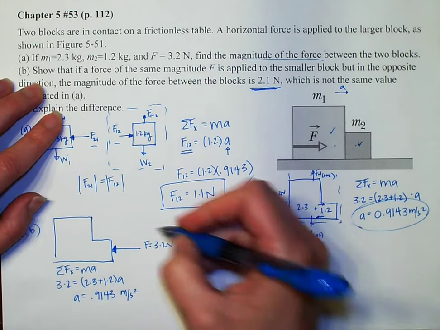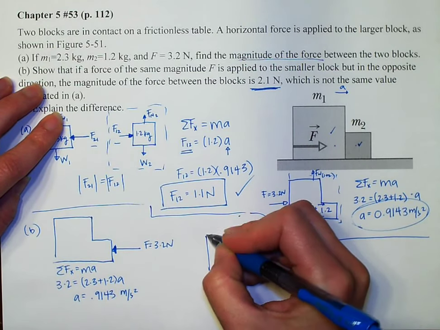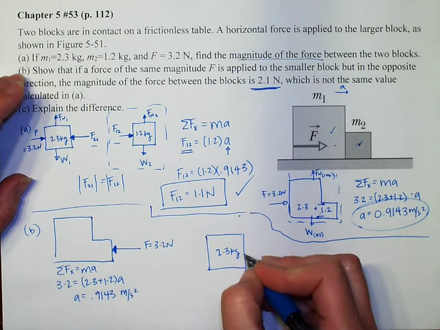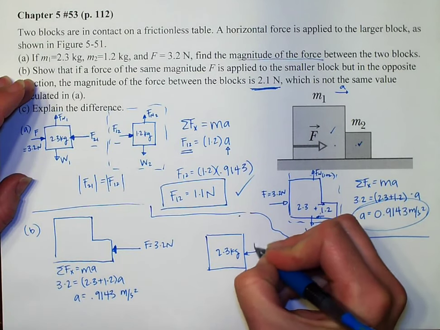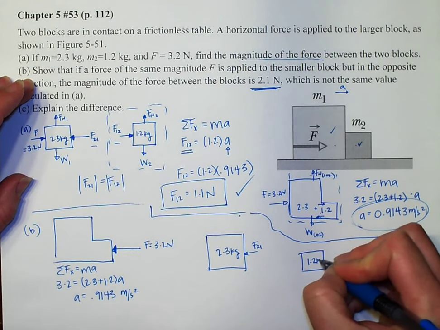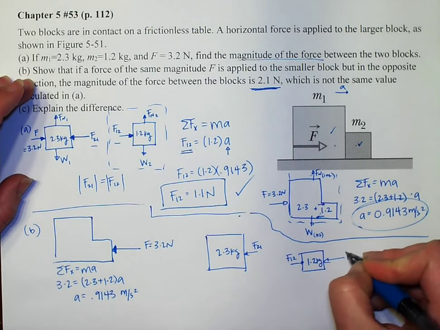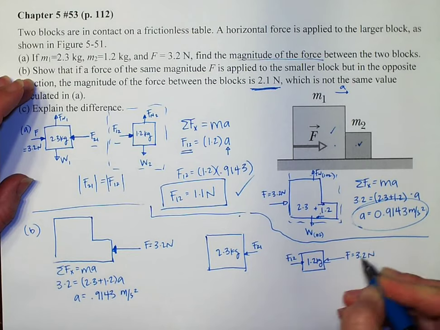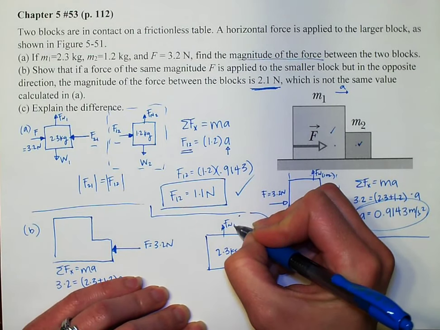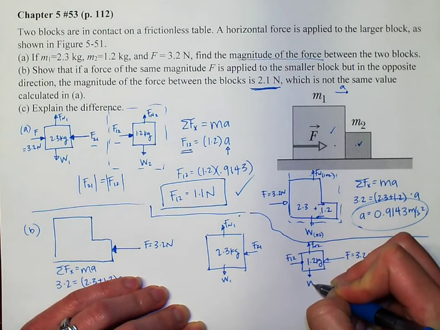But now if I draw my individual, here I'm separating that out, my individual free body diagrams is going to be slightly different. Because see, for our 2.3 kilogram block, now the only force I have in the x direction is a force from 2 on 1. Whereas for my little dude, my 1.2 guy, I have the force from 1 on 2, and also my force, which equals 3.2 newtons. This is my applied force right here. And of course, normal force, weight, normal force, weight.